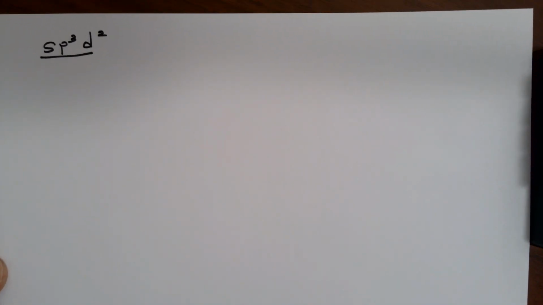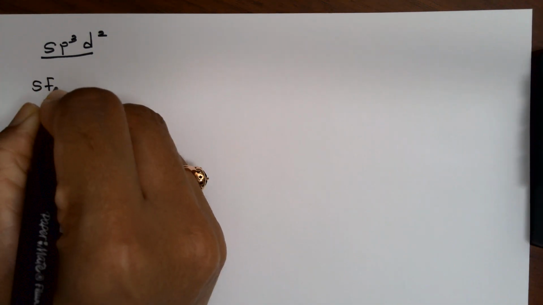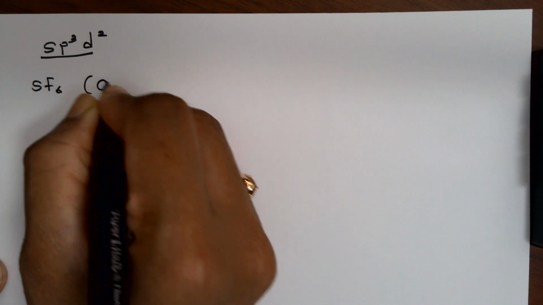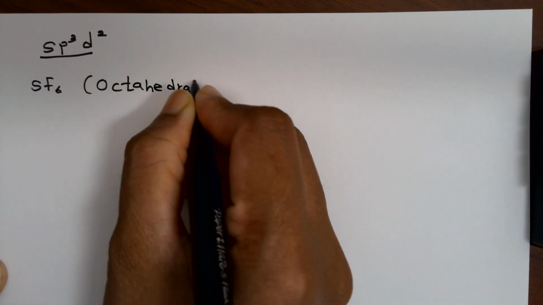Let's move on to sp3d2 hybridization, sorry, sp3d2. So you can see sp3d2 means one s orbital, three p orbitals and two d orbitals. SF6, sulfur hexafluoride, is octahedral.